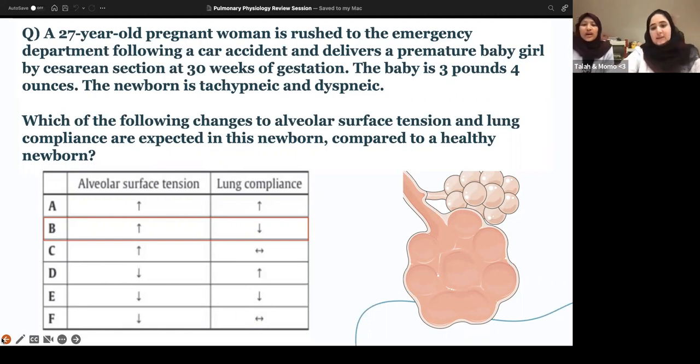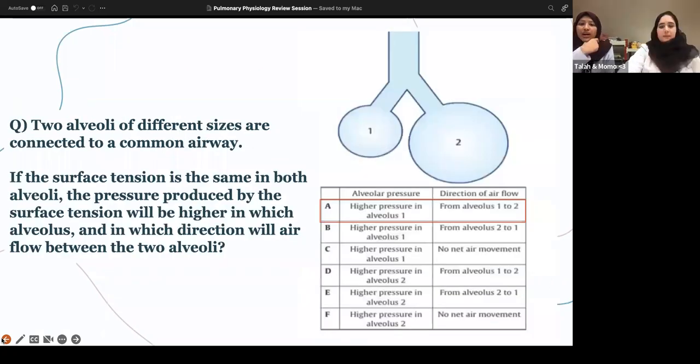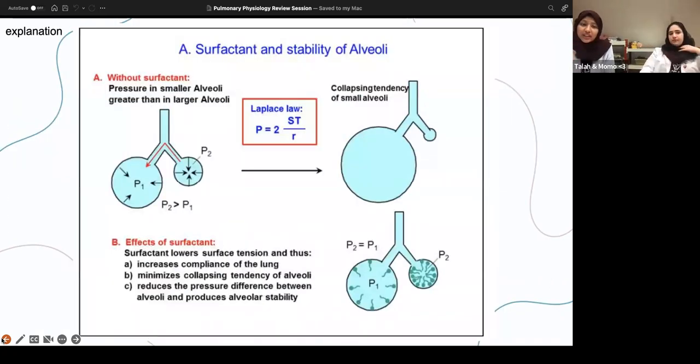I'll go back to the thing we did. So when you have increased surface tension because of lack of surfactant, you would have increased pressure. Now, increased pressure is inversely proportional to compliance. Again, compliance is volume over pressure. Now, when pressure increases, the compliance would decrease. That's why. Did you guys get it?